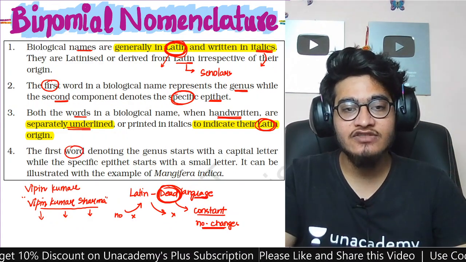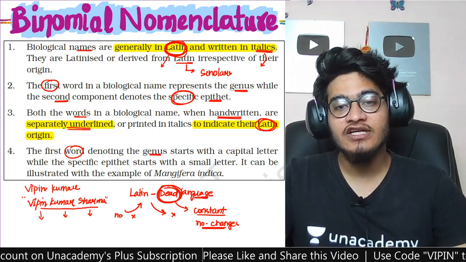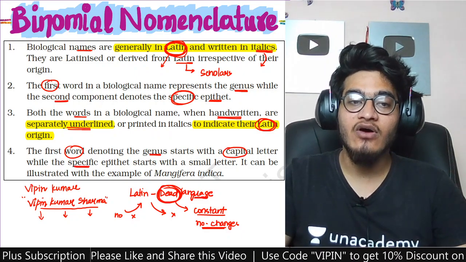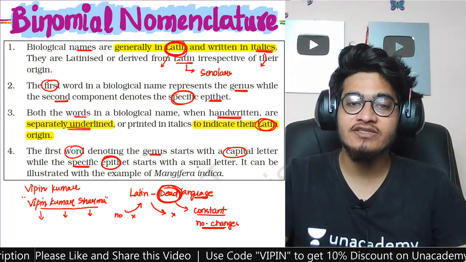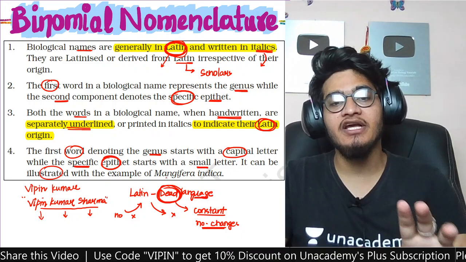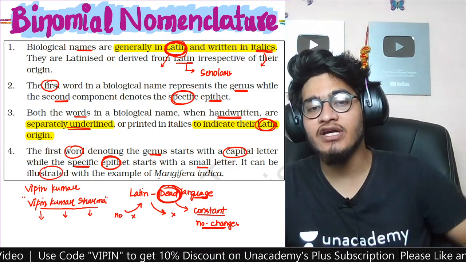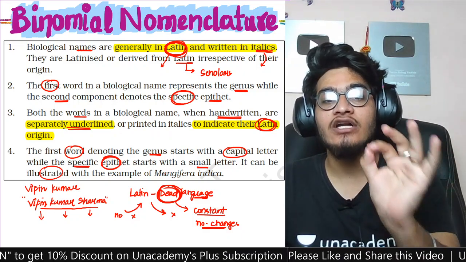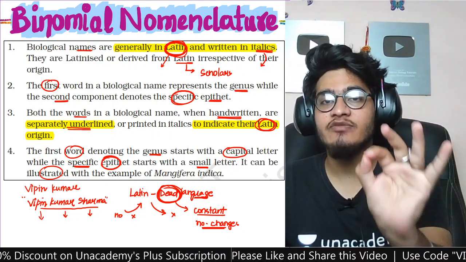Okay. So the first word which denotes the genus starts with a capital letter, while the first alphabet of the specific epithet starts with a small letter. It could be illustrated by the following example, Mangifera indica. Now if you see this particular name, it is italicized, and since it is italicized, it is not underlined, since it is printed.